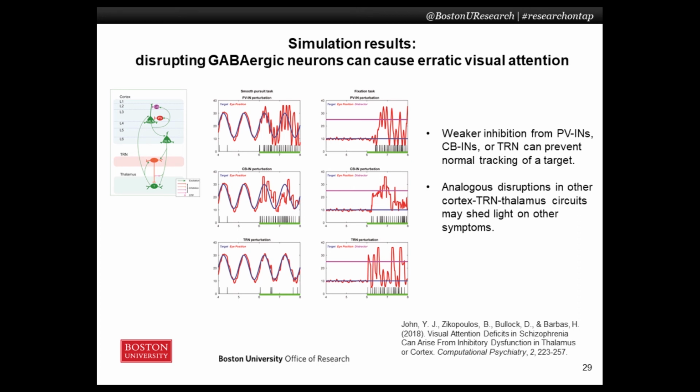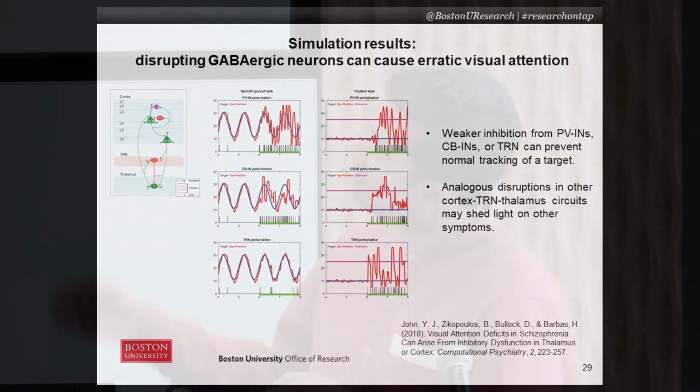And since the corticothalamic loop is a repeated motif, obviously there are variations depending on the cortical microcircuit, but because of this repetition of motif, we could use this kind of disruption or analogous disruptions to start thinking about other symptoms, including cognitive disruptions and out-of-order thinking.